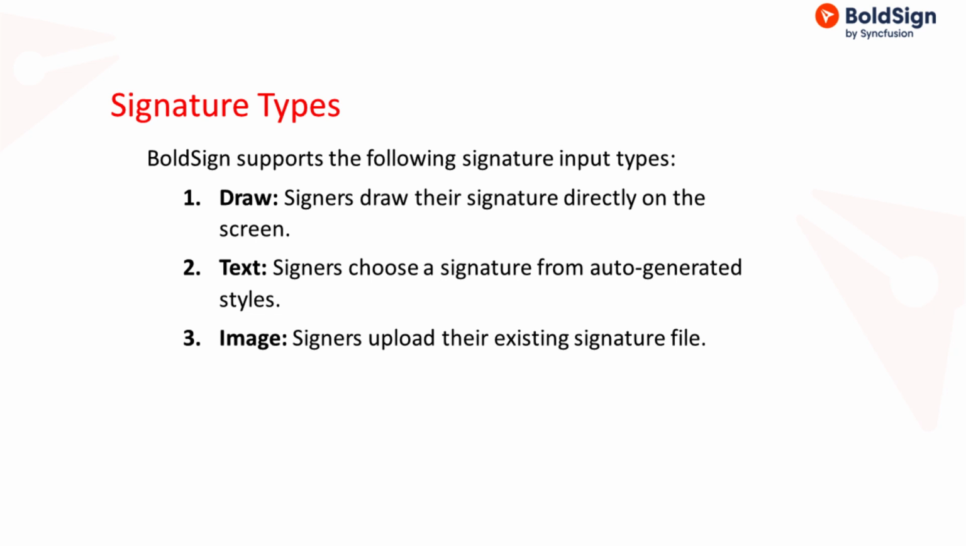The next one is text. By default, this option is the default signature type, allowing signers to choose their preferred signature from the auto-generated styles. The last is image. This allows the signers to upload their signatures in the image format from their computer.